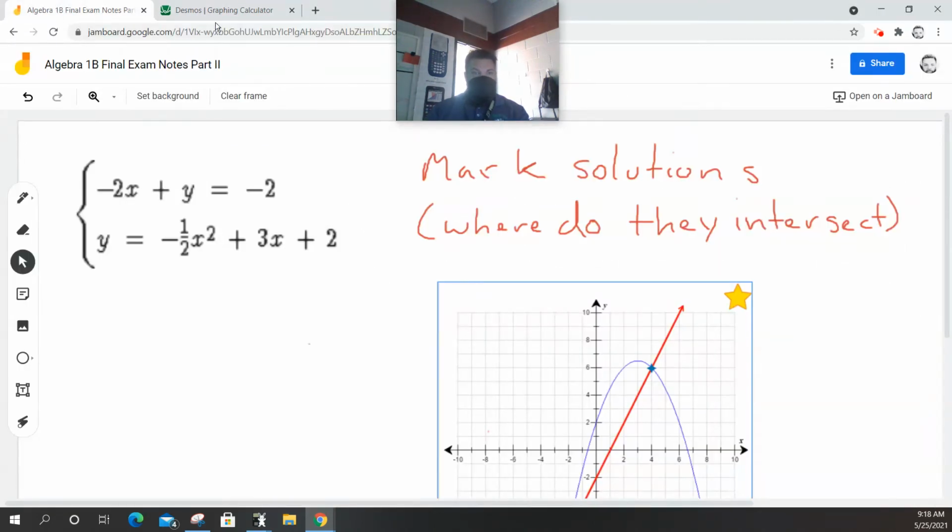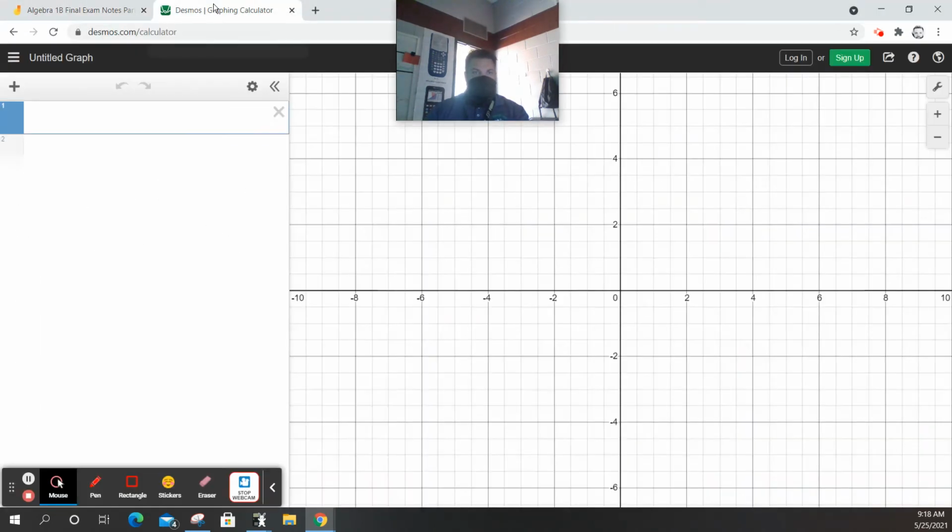So the first one is negative 2x plus y equals negative 2. So we're going to say negative 2x plus y equals negative 2. Oh, plus y. Why didn't I put the y? Plus y. So that's the first graph.